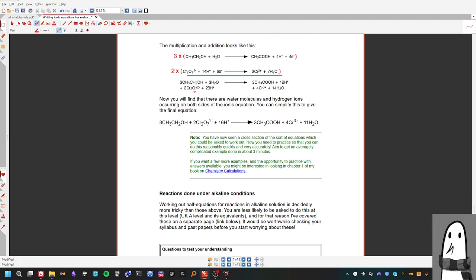You're going to add them all together, and you'll notice that you have H2Os on both sides and H pluses on both sides. So you want to subtract and get rid of all the H2Os over here, turn this into 11, and get rid of the H pluses over here, turn this into 16. So you have your final equation like that.